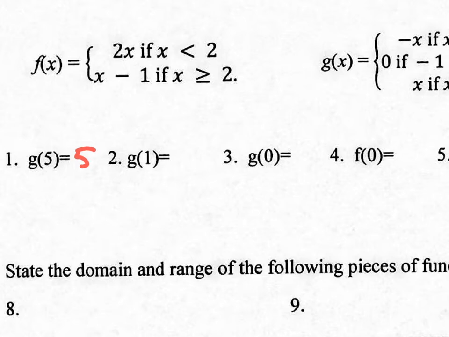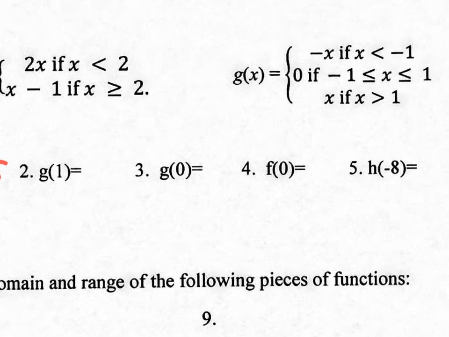Let's try to plug in g of 1. Okay, so we're going to go to the g of x function again. Where does 1 land? Is 1 less than negative 1? No, so you're not going to use this one. Is 1 greater than negative 1 or less than or equal to 1? Yes, it's less than or it's equal to 1. So 1 would fall right here. It wouldn't fall over here because 1 is not greater than 1. So you know you're going to be using this middle one right here.